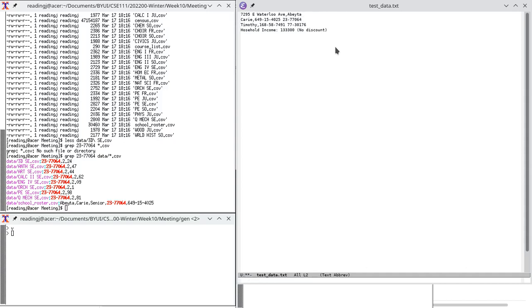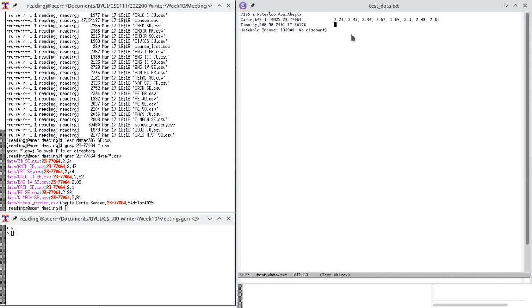So let's go over here and let's do 2.24, 2.47, 2.44, 2.62, 2.09, 2.1, 2.98, 2.81. So is her grade point average going to be above 3? No, because not a one of her grades is above 3. So she's not going to get a GPA discount.